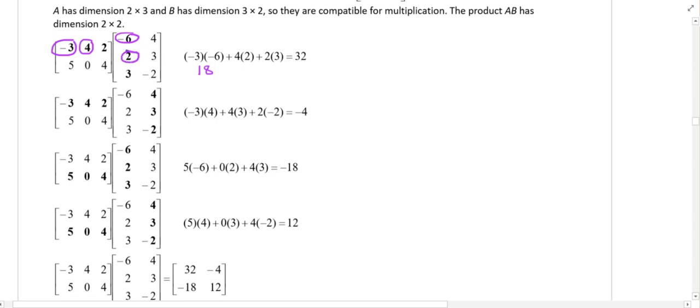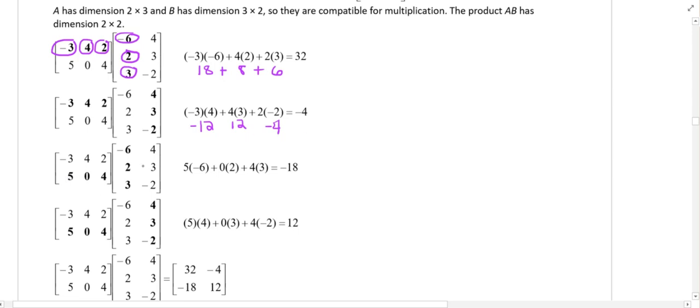By row 1, row 2, column 1, 4 times 2 gives you 8. Then row 1, column 3, by row 3, column 1, 2 times 3 would give you 6, and then you add those together, and that gives you 32. Okay, then you do row 1 times column 2. So -3 times 4, -12, 4 times 3, 12, 2 times -2, -4. You add those together, you get -4.